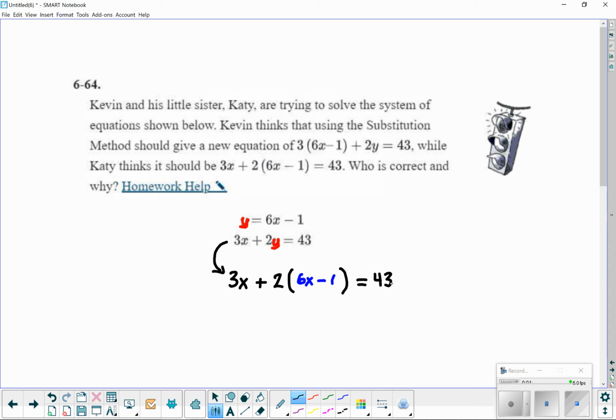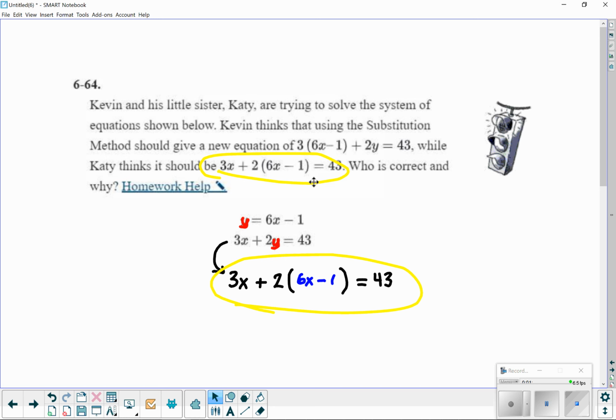Okay, so who's correct? It doesn't say to solve, it just says who's correct. So what does this equation look like? Does it look like this? Actually it does. Or does it look like this? Actually it does not. So Kevin's wrong, Kathy's correct.